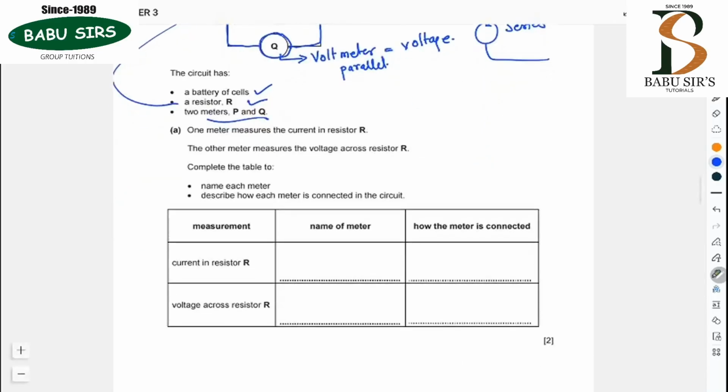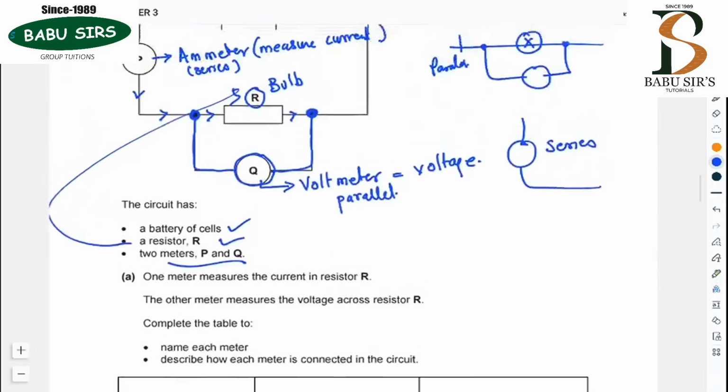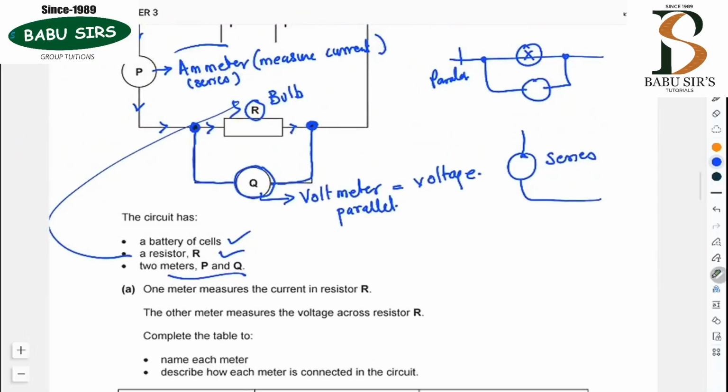One meter is used to measure current. I have told you what is used to measure current, that is the ammeter. And the other is used to measure voltage. So this Q1 is used to measure the voltage. So you use a voltmeter. Complete the table.